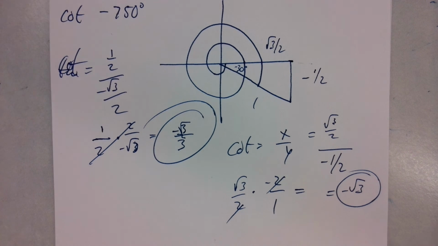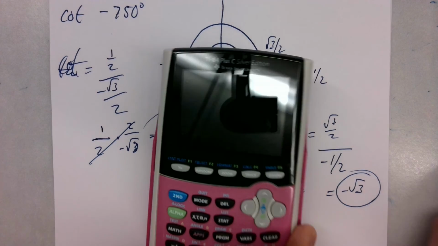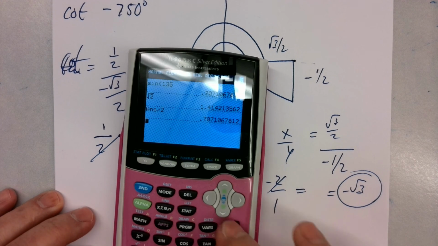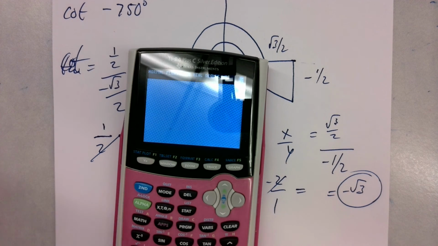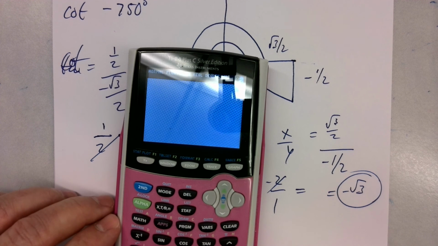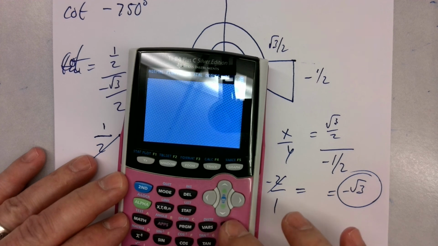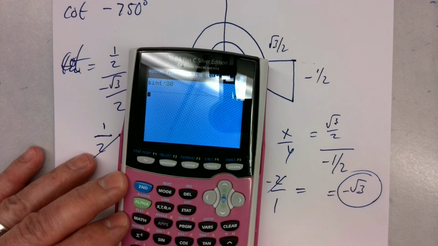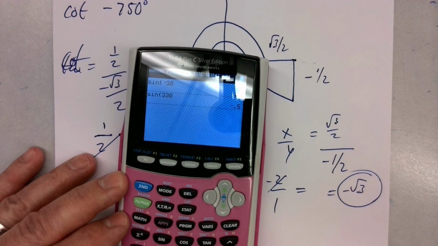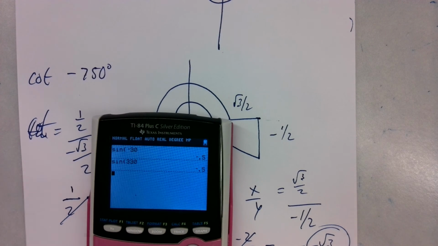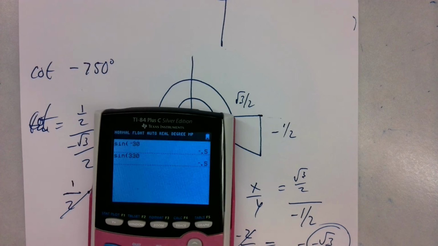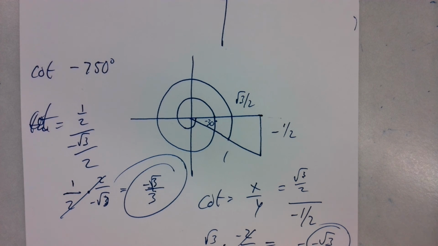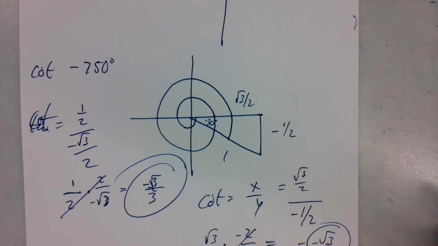Which is why, if you go back to this, watch. If I did the sine of 30, and I did negative 30, so I did the sine of negative 30, and I did the sine of 330, they're the exact same thing because they create the same triangle. I'm pretty sure it's negative square root of 3. Again, how many of you got that?